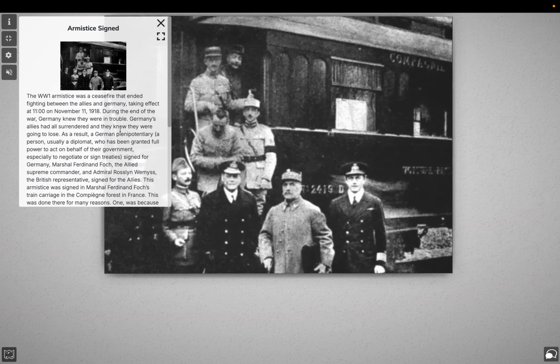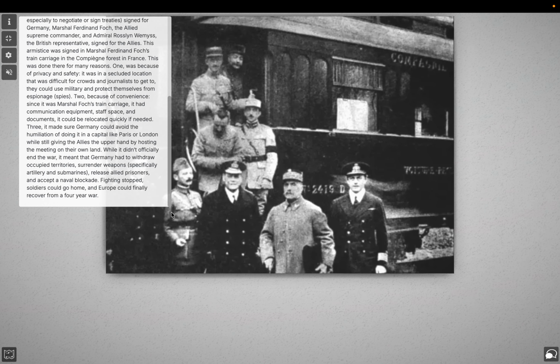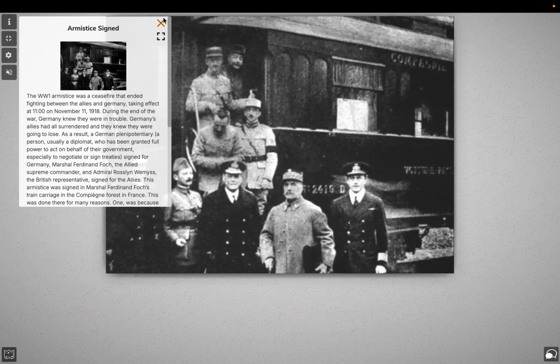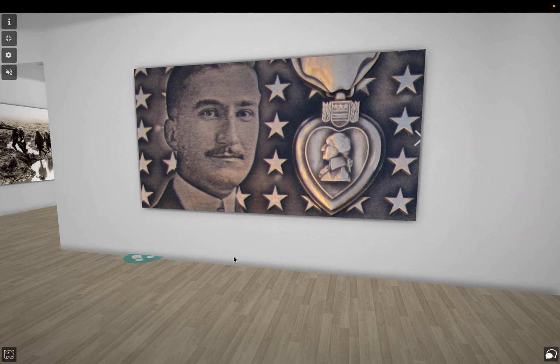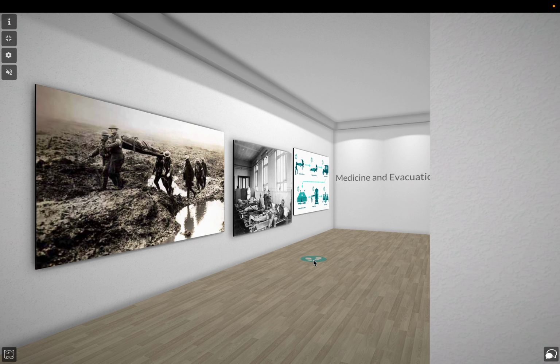Now, this is where the armistice was signed. It was signed in a train car in the middle of the woods in France. This was done for privacy and also to save Germany from the humiliation of doing it in a place like Paris or London. And it was also good because it could protect them from spies and other people who wanted to listen and see what was going on. So, medicine and evacuations.